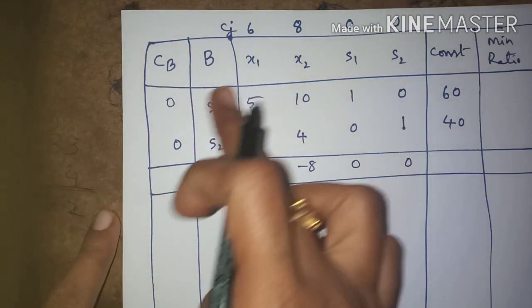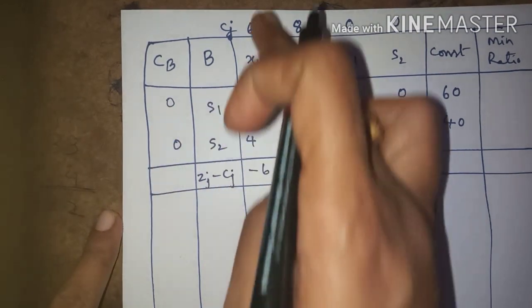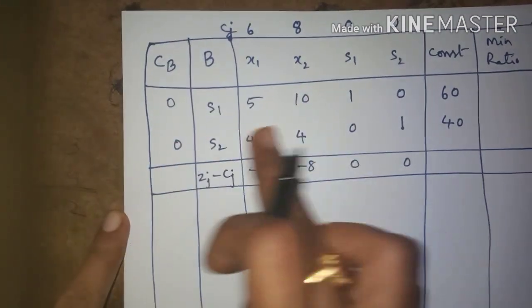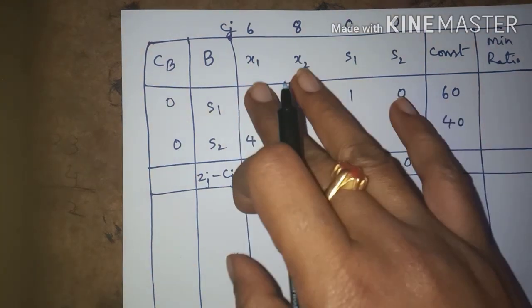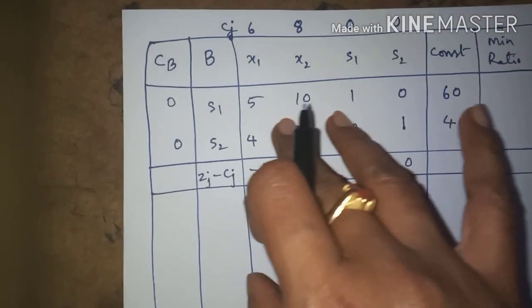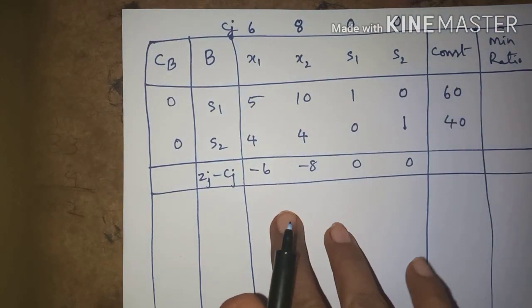That means if you multiply, 0 into 5 plus 0 into 4 minus 6, and 0 into 10 plus 0 into 4 minus 8, like this you will get. Now after calculating the index row elements, the basic initial simplex table is over. Now we have to go to the first iteration.